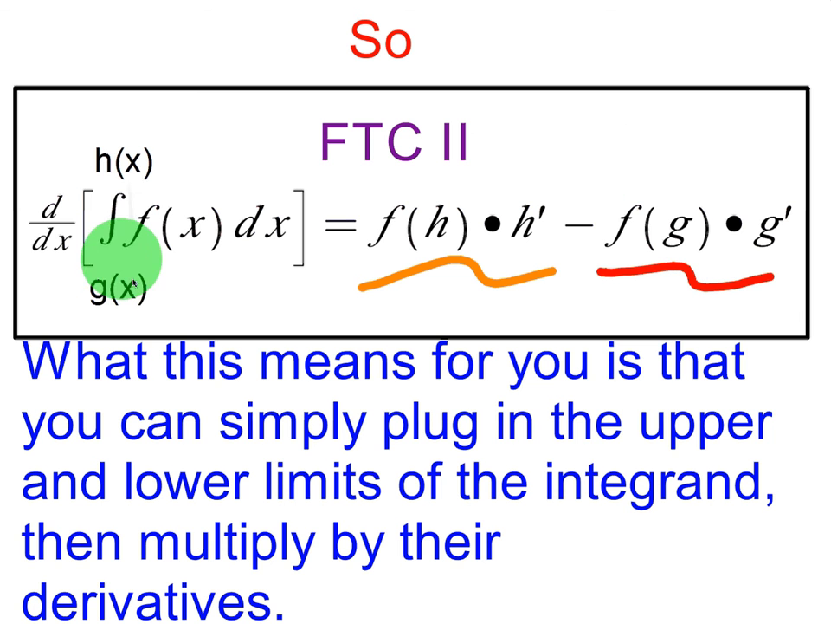So basically, if your limits are functions, all you have to do is plug those functions into the original little f, whatever that is. Plug those limits that are functions into little f, and then multiply by the derivatives of whatever they are, and then don't forget your subtraction sign. That's the fundamental theorem part 2 in a nutshell. Let's read this together. What this means for you is that you can simply plug in the upper and lower limits into the integrand, then multiply by the derivatives.